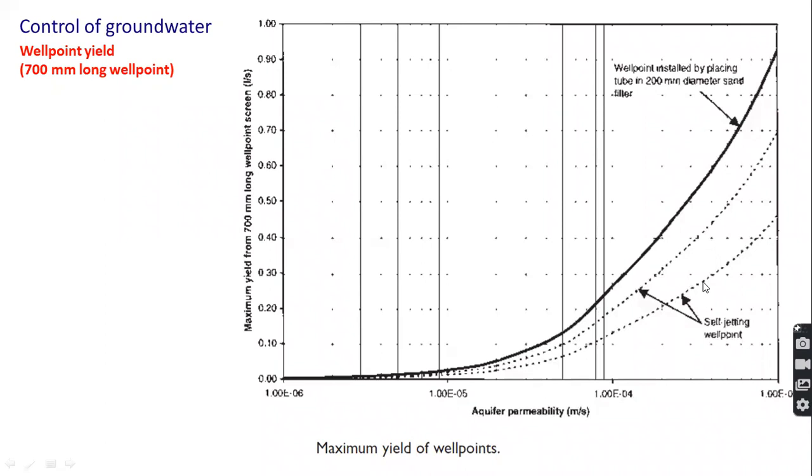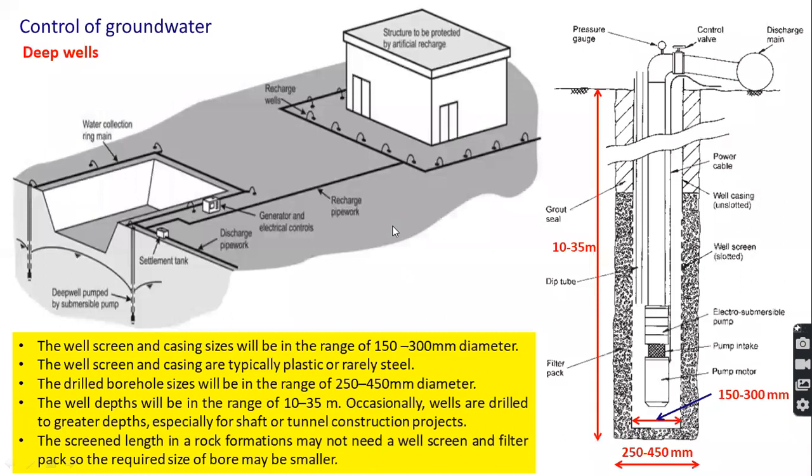So just for information, and then comes deep wells. Deep wells are widely used to dewater from outside the deep excavations. If there are no structures around, dewatering from outside can be considered, and deep wells can be used to achieve a significant amount of drawdown. Drawdowns of more than 10 meters can be achieved through deep wells.